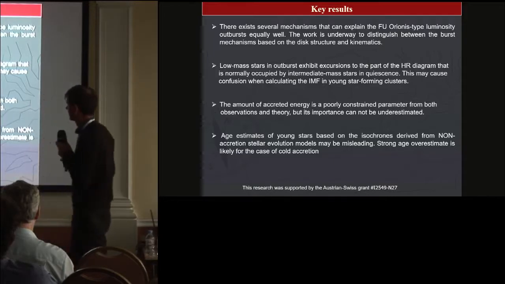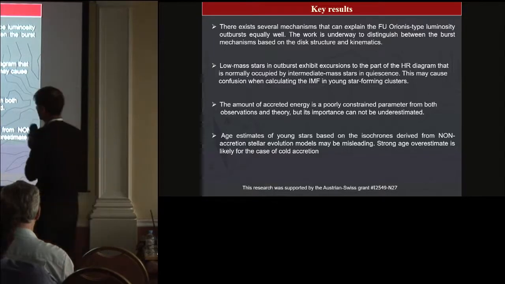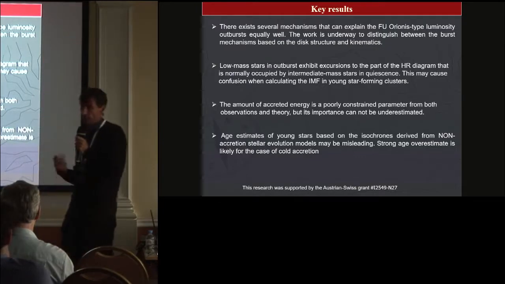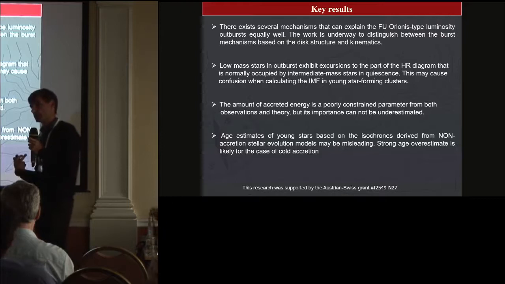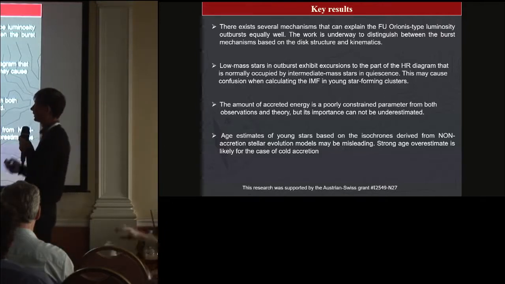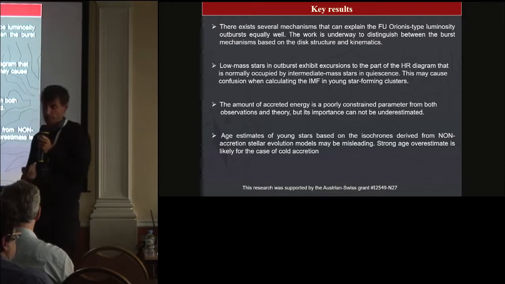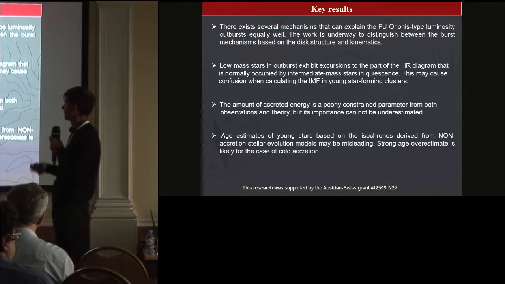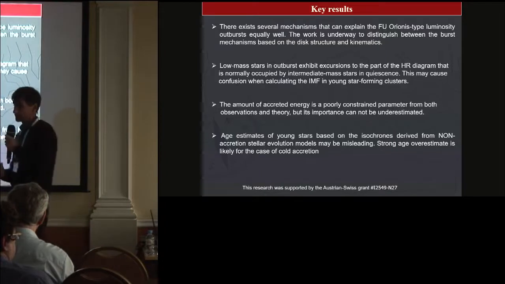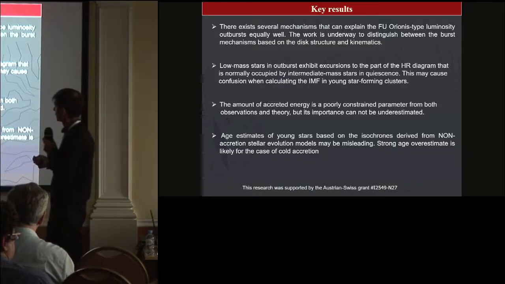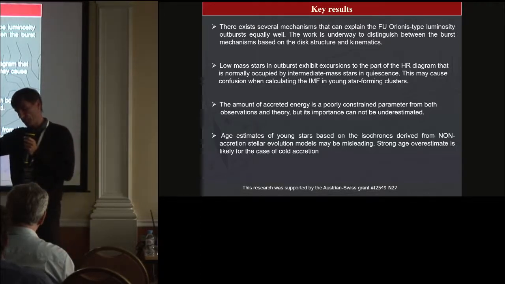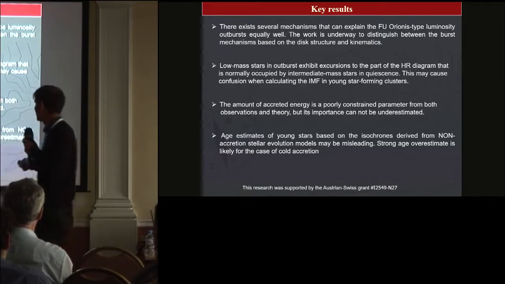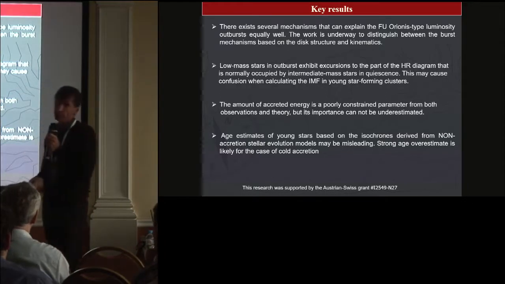All right, again, summary of the talk. There are many mechanisms that can produce these FU Orionis-type eruptions. We are working now on distinguishing between them based on the kinematical signatures and the structural signatures, trying to figure out if these outbursts can be distinguished from the observational point of view in terms of the disk dynamics. And low mass stars in outburst experience these excursions, and then potentially can present a problem for the calculation of the IMF.